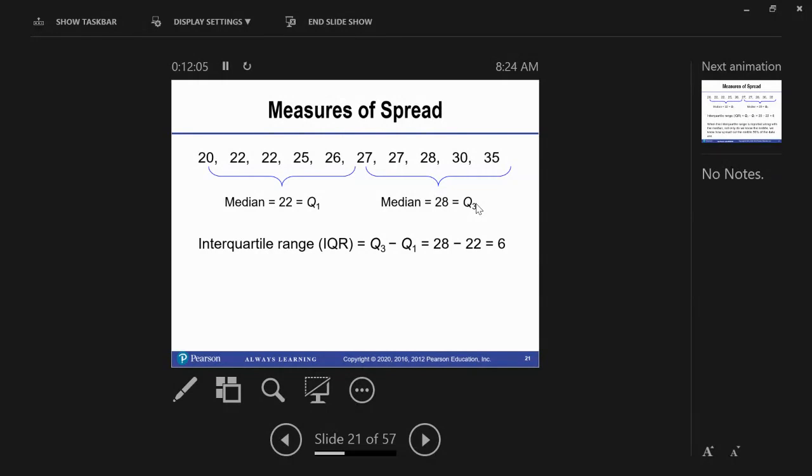Now we mentioned the interquartile range earlier. We're going to call that IQR, so we don't have to write out interquartile range all the time. This is a commonly used measure of spread, and it just means you're going to take Q3 minus Q1. Q3, remember, is the median of the upper half of the data, and Q1 is the median of the lower half of the data. So my IQR for this set of data will be 6.